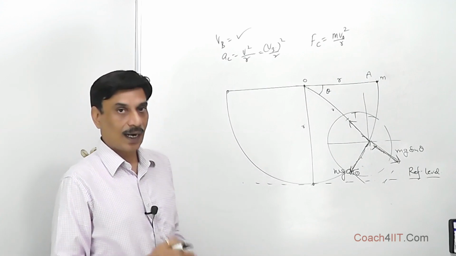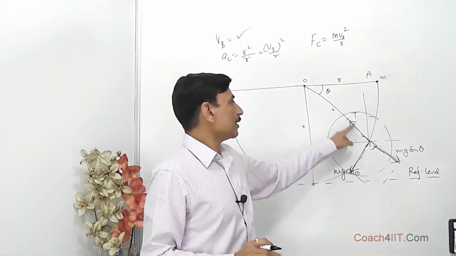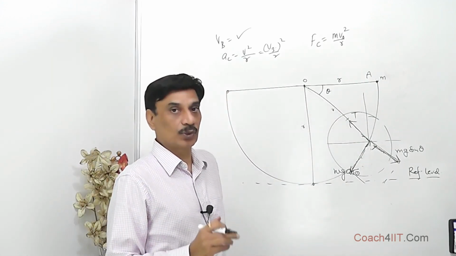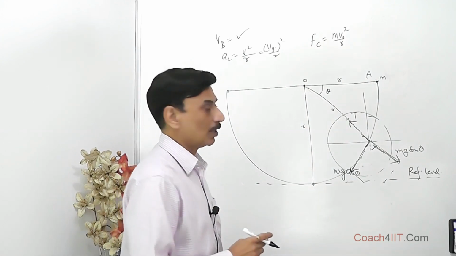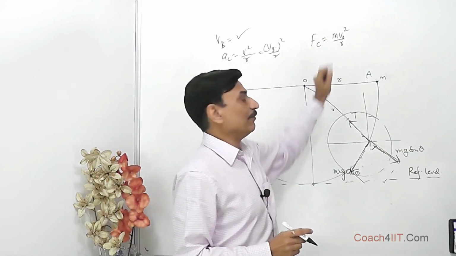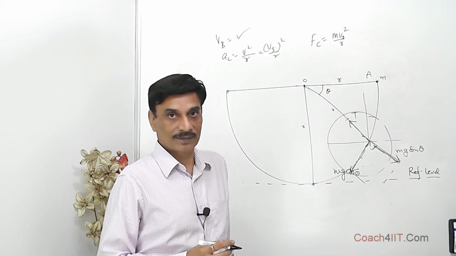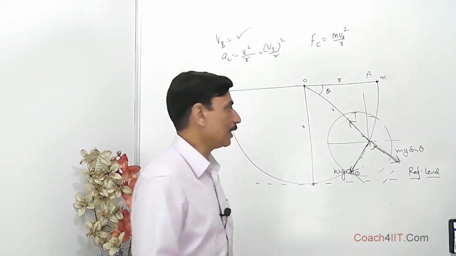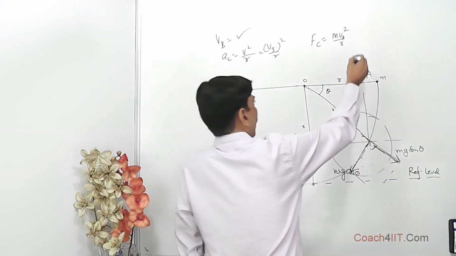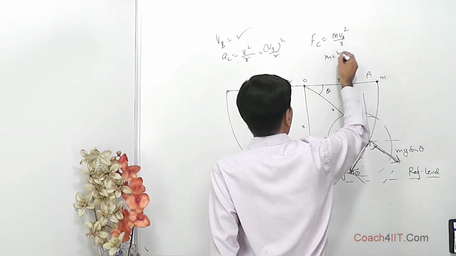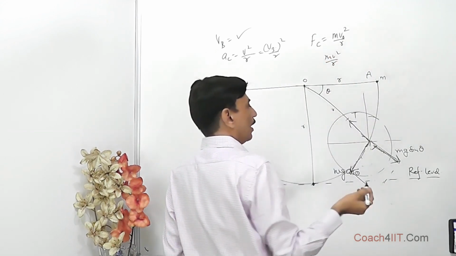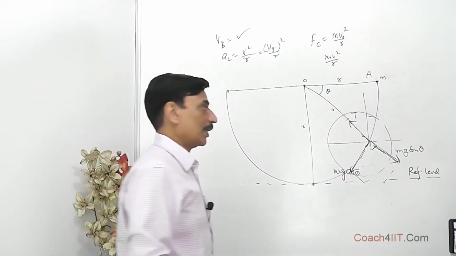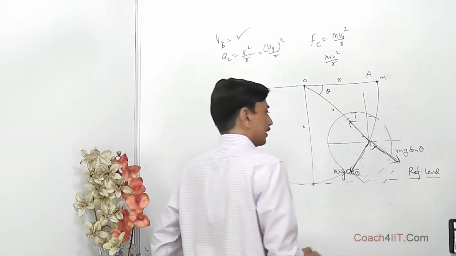Now along the radius we have two forces, one is T, the other is mg sin theta. Ultimately this body is accelerating toward the center, that is centripetal acceleration towards center is v square upon r, and centripetal force is mv square upon r. This we have calculated. So now there are two forces only which are along the radius: T and mg sin theta.